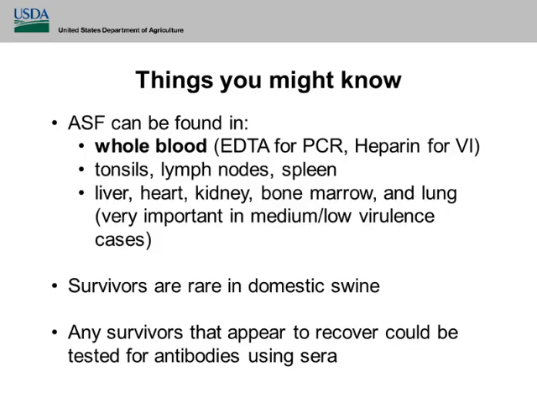So things you might know about ASF. Well, it can be found in whole blood. That's a really good sample for African swine fever. EDTA blood can be used for PCR testing, and heparin blood can be used for virus isolation. Tonsils, spleen, lymph nodes, those are good internal organs. They have a lot of blood flow. They have interaction with the blood system. So the virus will pool in those organs. It actually grows in some of the macrophages that are part of the tonsil. And so you will get virus if you're looking in those organs.